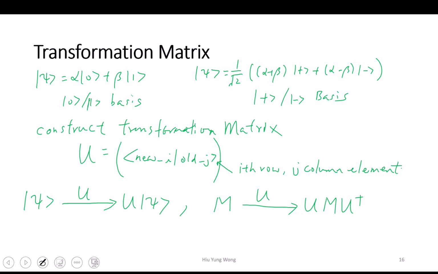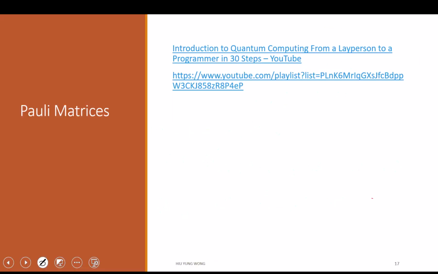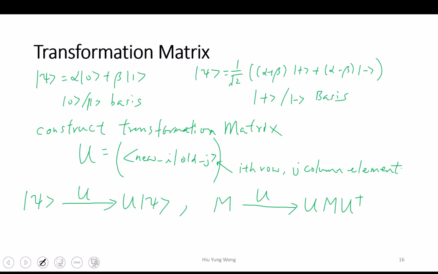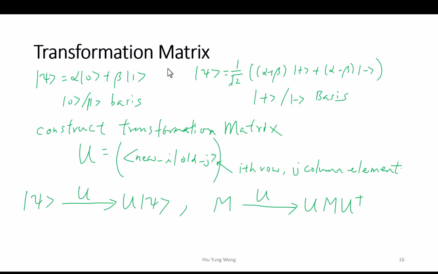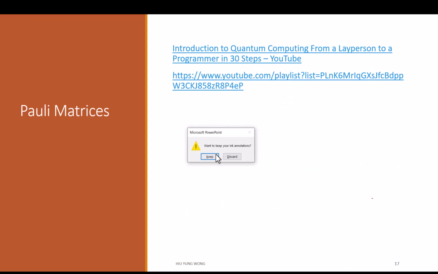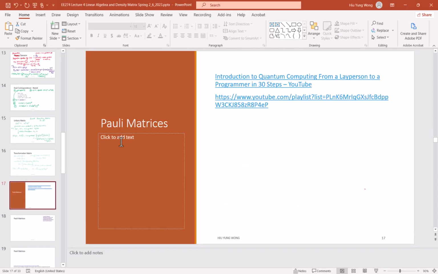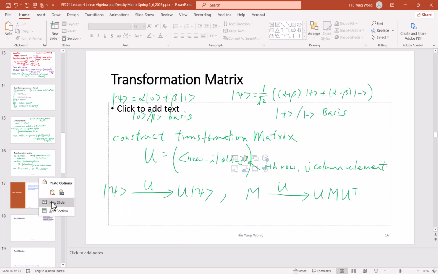Maybe let me give an example. That will be the best, instead of rushing to the Pauli matrix. Let's do the Pauli matrix next time. Let me give you an example. Let's just use the plus-minus basis example. So let me add one more slide on this.